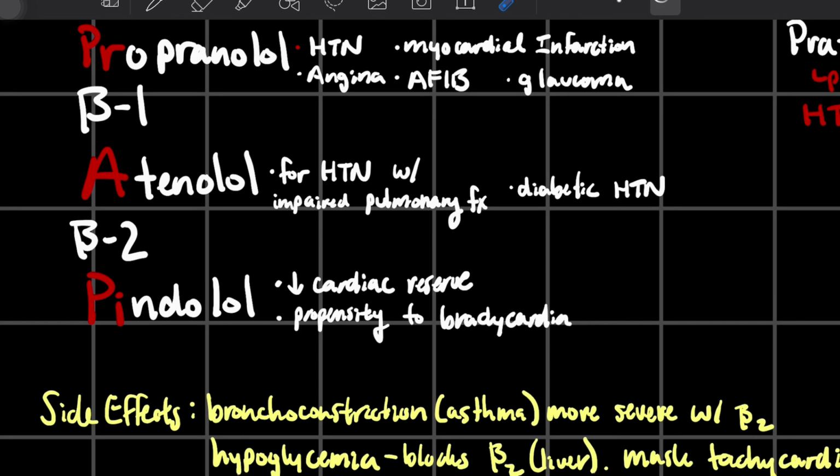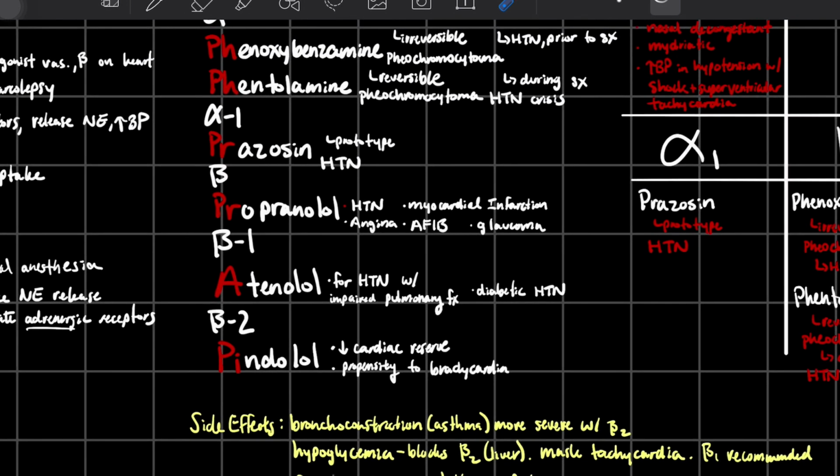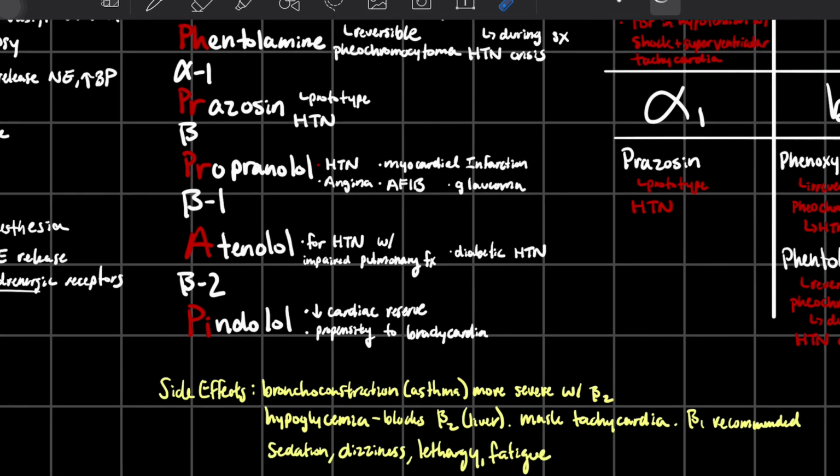And then, so side effects of your antagonist, you can have bronchoconstriction with your beta 2, so especially with your pindolol. Yeah, you can have hypoglycemia, which blocks those beta 2 receptors in your liver. It can mask tachycardia. That's the reason why for patients with hypoglycemia, it's recommended to use beta 1 blockers, because tachycardia is one of those very important symptoms that you don't want to miss. And then you can have different other symptoms as well. So sedation, dizziness, lethargy, fatigue.